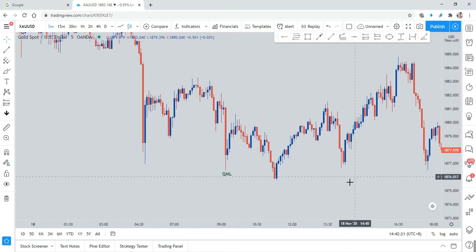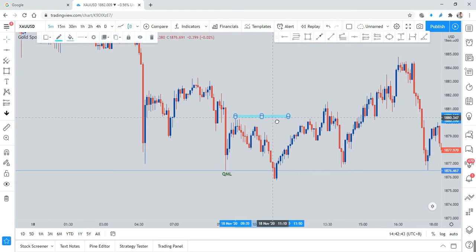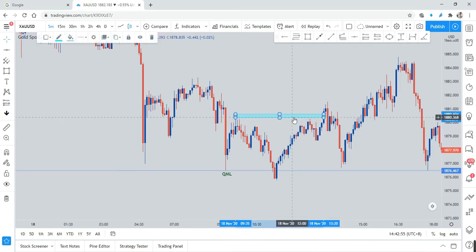So here I have my QML, which means this is my left shoulder, and this is my head. I'll put a line at this place. Right now the price went up and then broke my previous high over here. You can consider the high over here or the high over here, it does not matter. So it broke my high. Then the price slowly came back down.